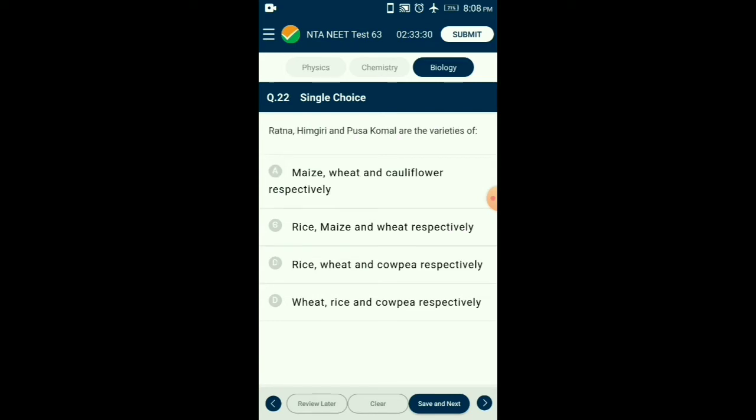Question number 22. Ratna, Himgiri and Pusa Komal are the varieties of. Some crop varieties are developed for disease resistance and better yield by the process of hybridization. Ratna, Himgiri and Pusa Komal are the varieties of rice, wheat and cowpea respectively. So the answer is option C, rice, wheat and cowpea respectively.